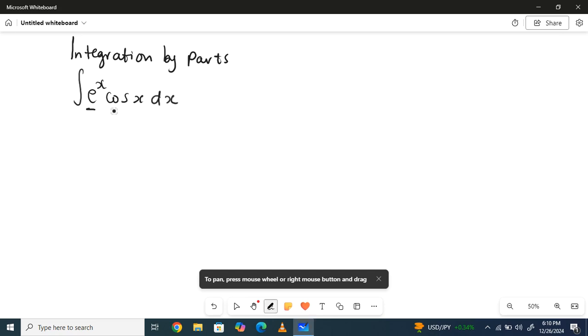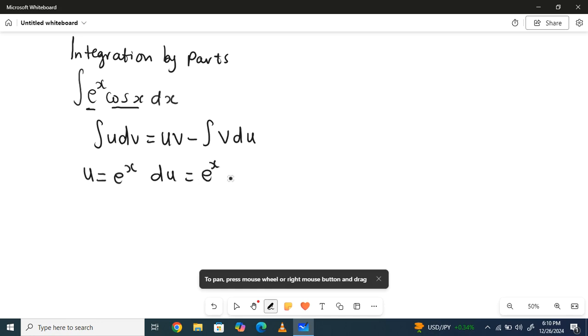So we have two differentiable functions, e^x and cos x. And our formula states that the integral of u dv is equal to uv minus the integral of v du. We have our two functions, so let u be e^x. When we differentiate to get du, we will have e^x dx. Our dv automatically becomes cos x dx.